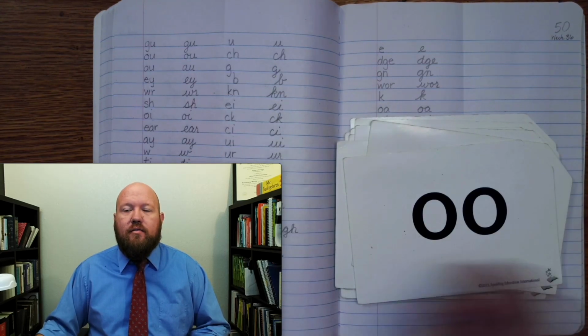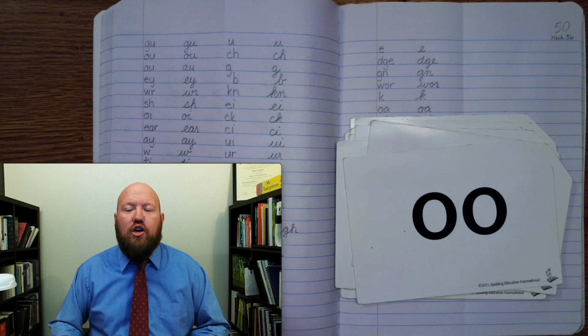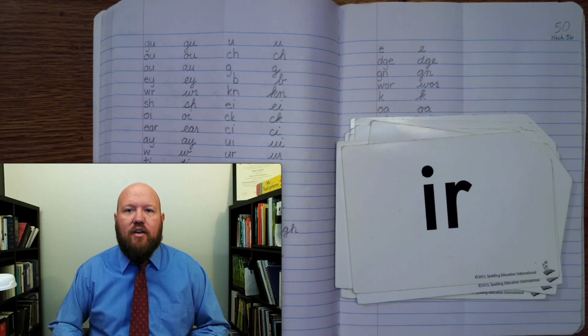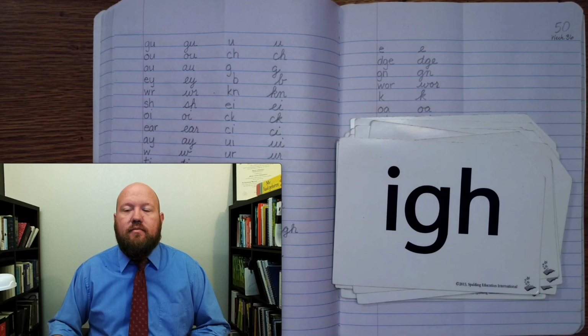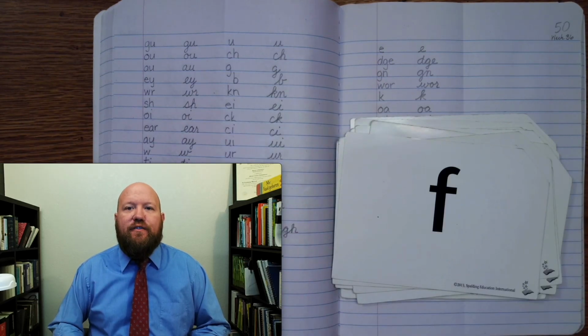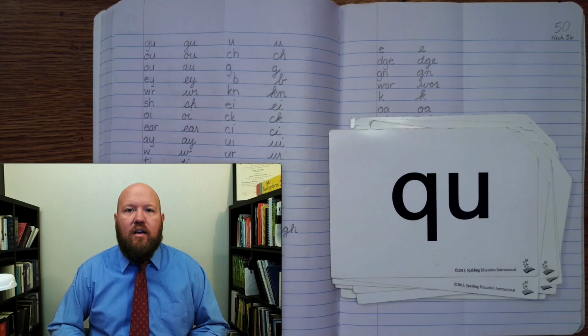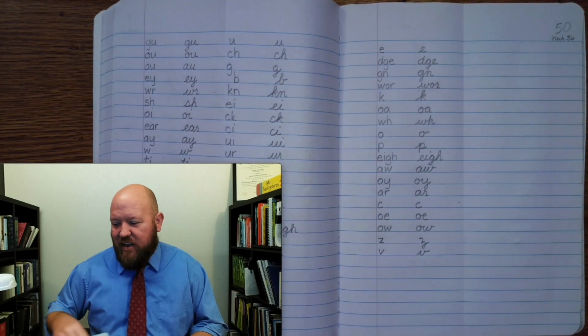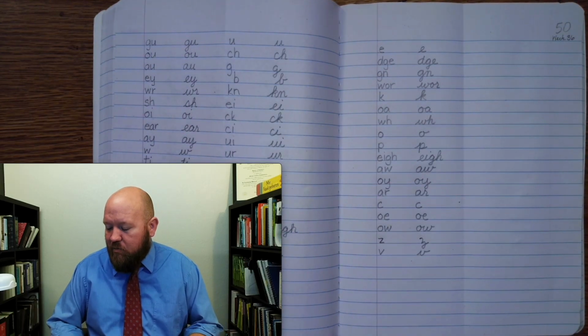Ung. U, first. I. What always follows a Q in English words? A U.